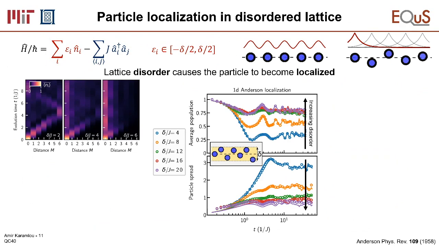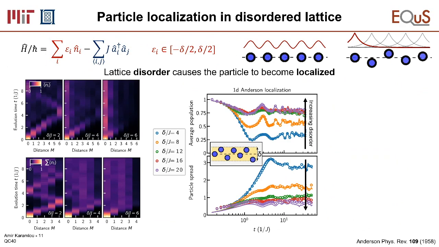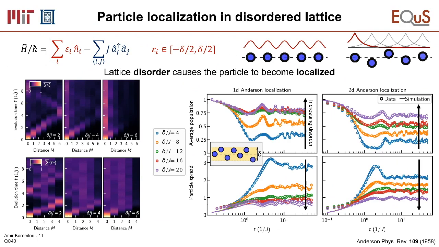We can similarly repeat the same experiment for a 2D random walk and realize 2D disorder. And again, here we observe that as we increase the disorder strength, the particle becomes more and more confined around the initialization site. And similarly, the increase in disorder strength leads to an increase in the average population of the initialization site and a decrease in the particle spread. Now, something that's worth noting is that for the same quantity of disorder, our 2D system is less localized than the 1D system. And that is due to the fact that in 2D, there are multiple paths between different sites of the lattice, which reduces the adverse effects of scattering that a particle experiences in a 1D system.